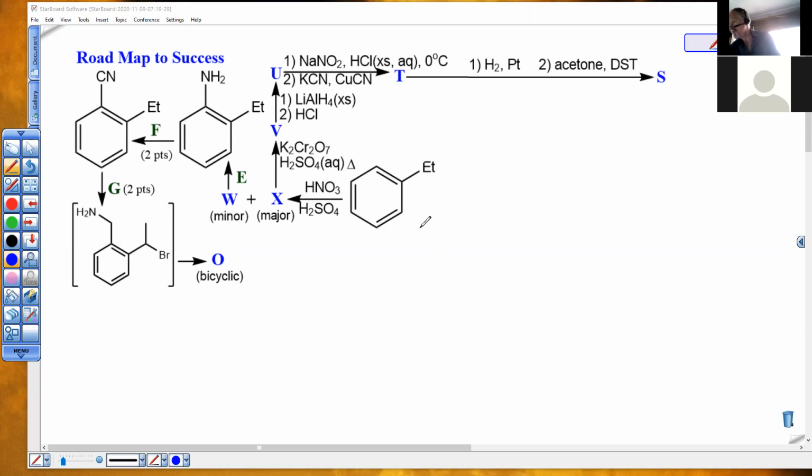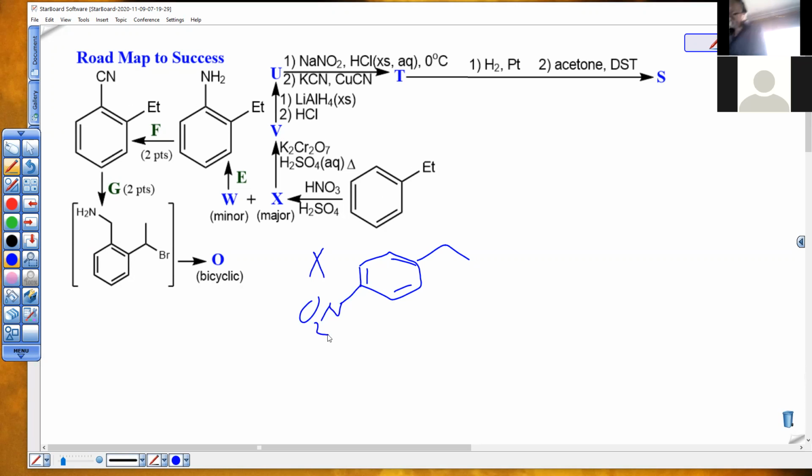Interesting. Let's not get too far ahead of ourselves, though. What kind of a group is an ethyl? Because our next group is going to be a nitro group. HNO3, sulfuric acid. Ethyl is an ortho-para director, so major, sorry, X is major, will be the ethyl benzene with the nitro in the para position.